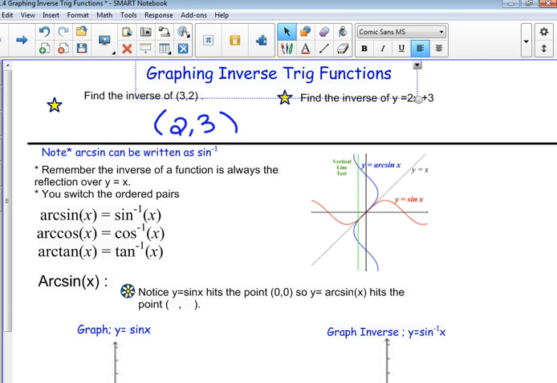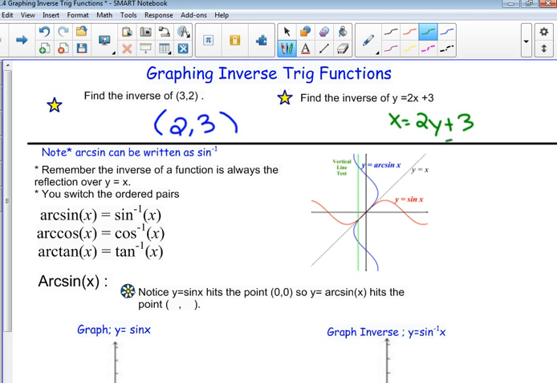Now, if you had the inverse of an equation, do you know the first step? Is it x equals 2y? Perfect. Again, after you switch the spot of x and y, we just solve for y. So we're going to minus 3. So we have x minus 3 equals 2y. Divide by 2. So that was it. Answer.